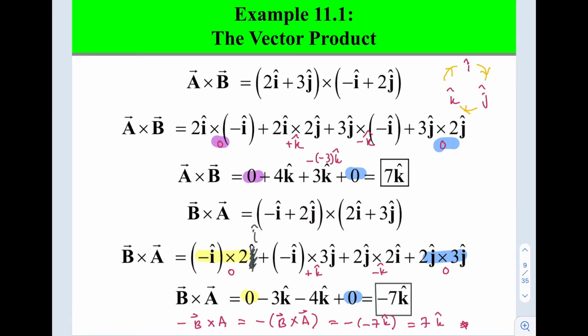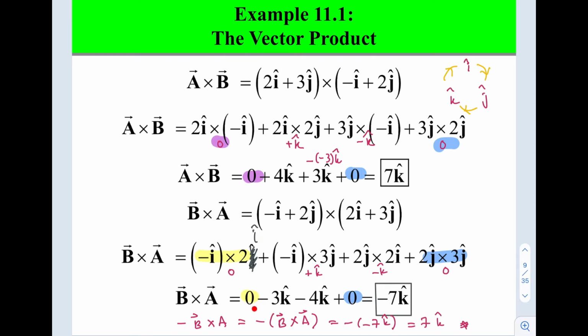Okay, now we are going to proceed to B cross A. So this is our B, then cross with the A. Again, we are going to repeat the same method. We are going to open up the parentheses. So negative i cross positive 2i, plus negative 1i cross with the 3j, and then 2j cross 2i, and then 2j cross 3j.